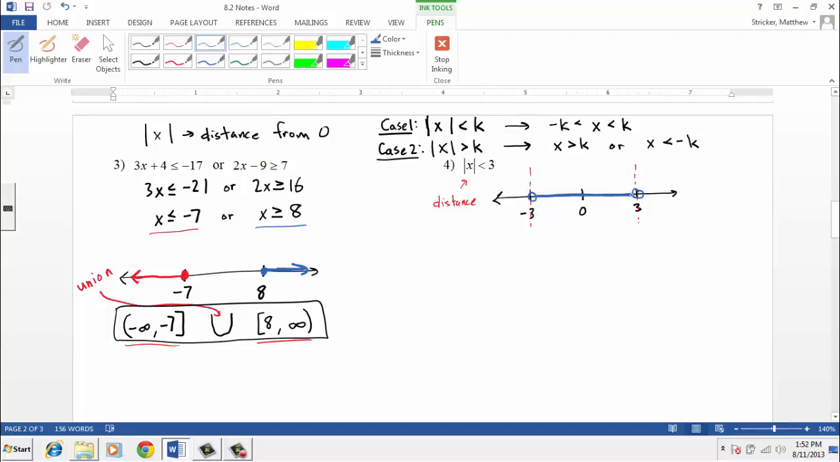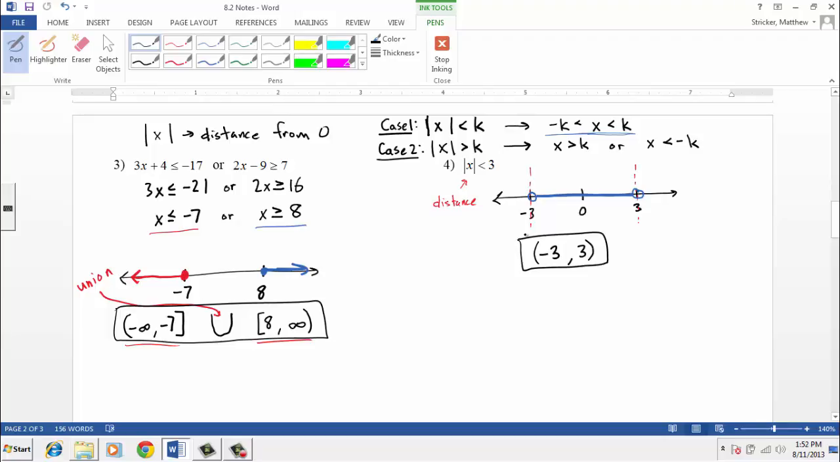So what I'm suggesting is then that this absolute value problem actually is case 1, which means that we have this double inequality that we talked about earlier. That means that our answer in this case is everything from -3 to +3.